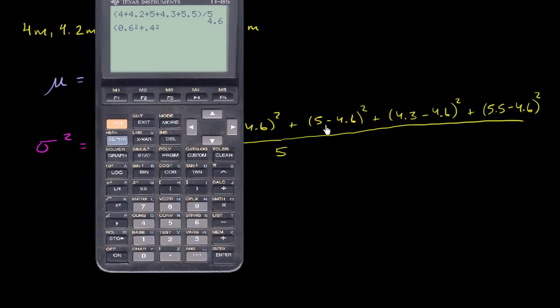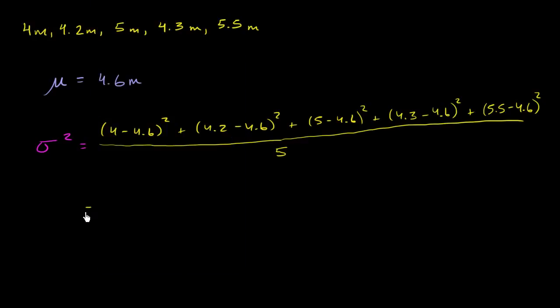And then we have 5 minus 4.6, that's 0.4, so plus 0.4 squared. 4.3 minus 4.6, that's negative 0.3. The negative goes away when you square it, so it's going to be plus 0.3 squared. And then finally, 5.5 minus 4.6 is going to be 0.9, so plus 0.9 squared. And then we will divide by the number of data points we have. And we get 0.316.